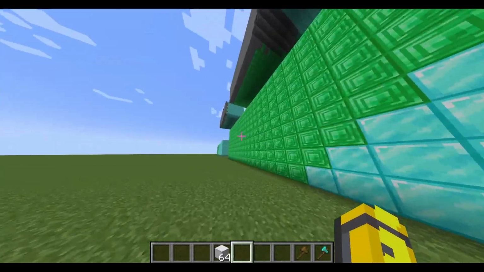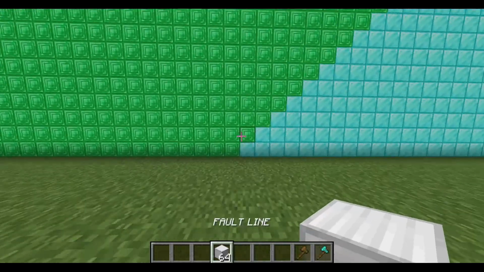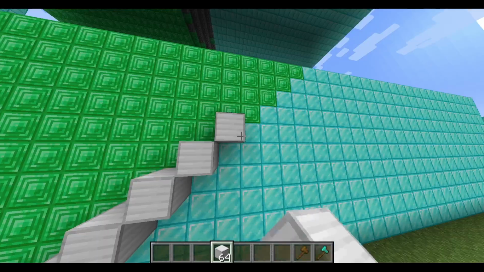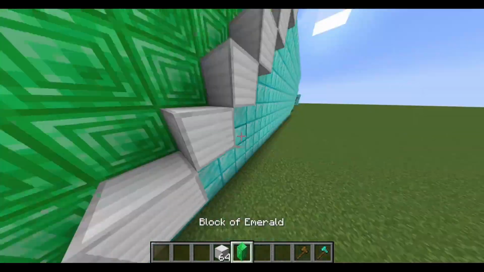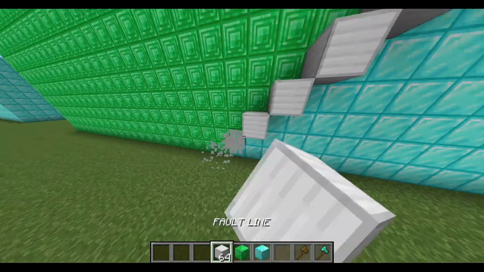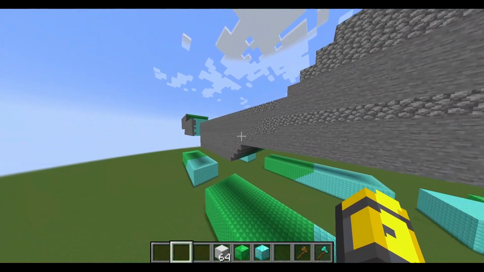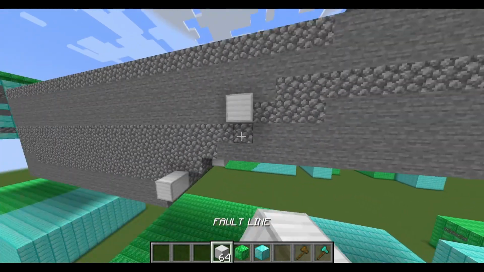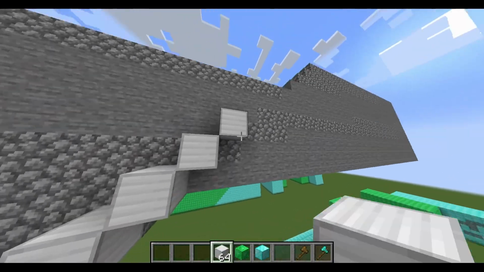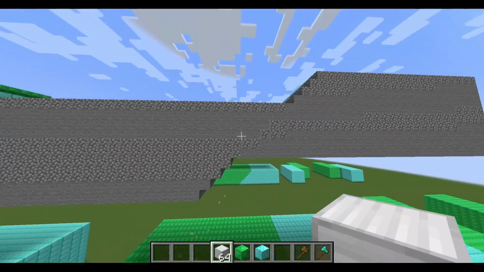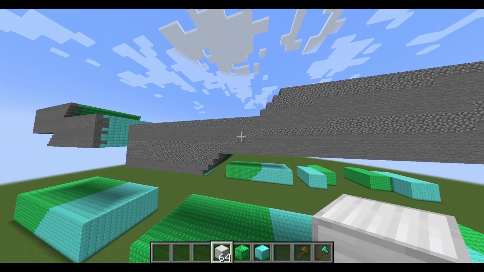Okay, I went ahead and built this in Minecraft. So basically, this line right here that separates the two colors, the emeralds from the diamonds, this is called the fault line, okay? And typically, you'll see a chunk of earth that is separated between two divisions. It's separated by the fault line. And you have to decide, is this a normal fault or a reverse fault?